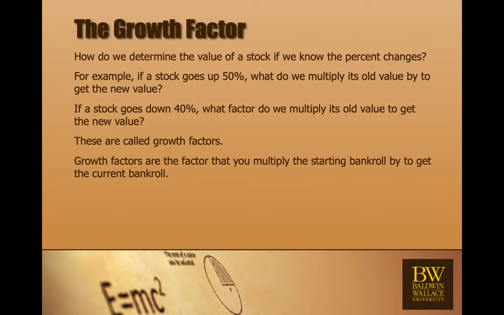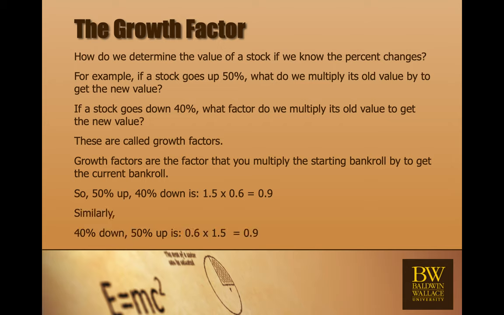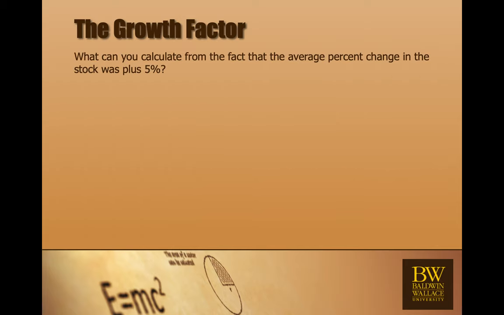These are the growth factors: the factors that you have to multiply the starting bankroll by to get the new bankroll. Up 50, down 40 is 1.5 times 0.6, which is 0.9. Of course, down 40, up 50 is 0.6 times 1.5, which is also 0.9. So what can you calculate from the fact that the average percent change is plus 5%? And the answer is not much.